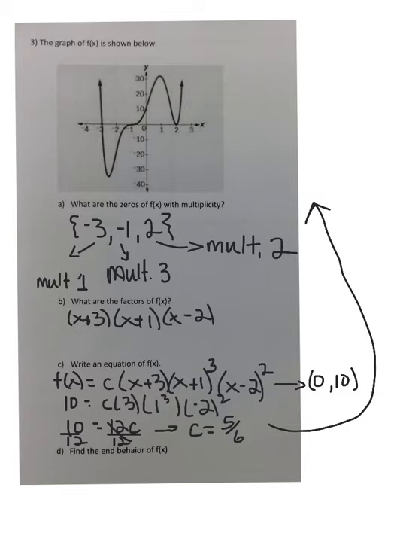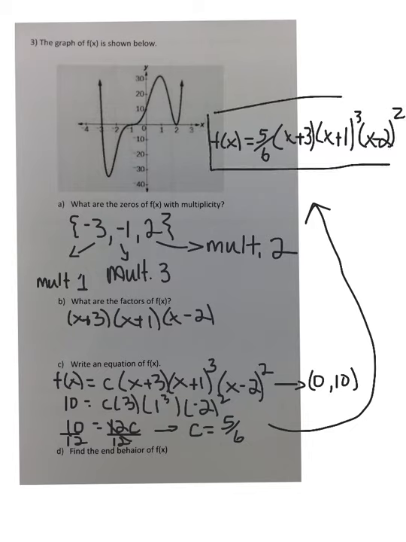So the final equation would be f of x equals my c value, which is 5/6, and then x plus 3 times x plus 1, that quantity cubed, and then times x minus 2, that quantity squared. And there's your answer for part C. Okay, end behavior.